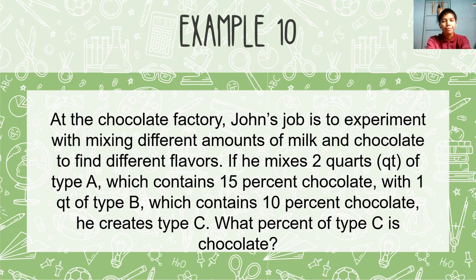At the chocolate factory, John's job is to experiment with mixing different amounts of milk in chocolate to find different flavors. If he mixes 2 quarts of type A, which contains 15% chocolate, with 1 quart of type B, which contains 10% chocolate, he gets type C. What percent of type C is chocolate?